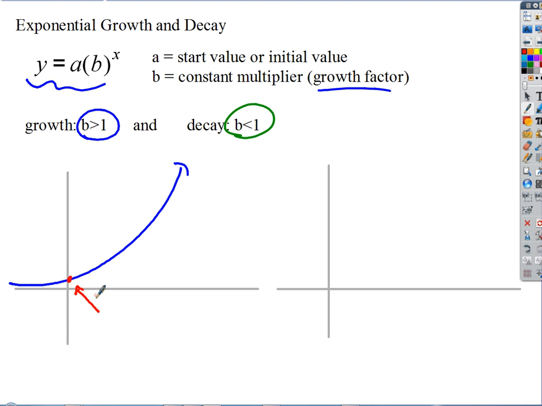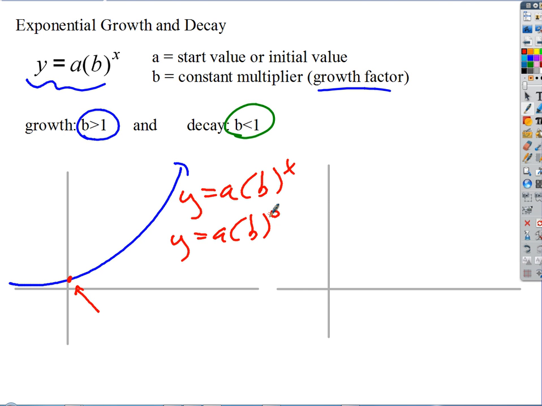Okay, so what about this? If we want to figure out what the value of y is going to be when x equals 0, all we have to do is plug 0 into our function, right? So if y equals a times b to the x, what is a times b to the 0?